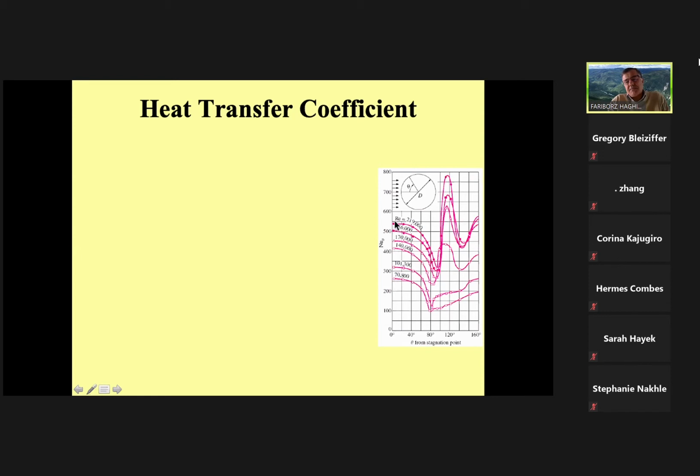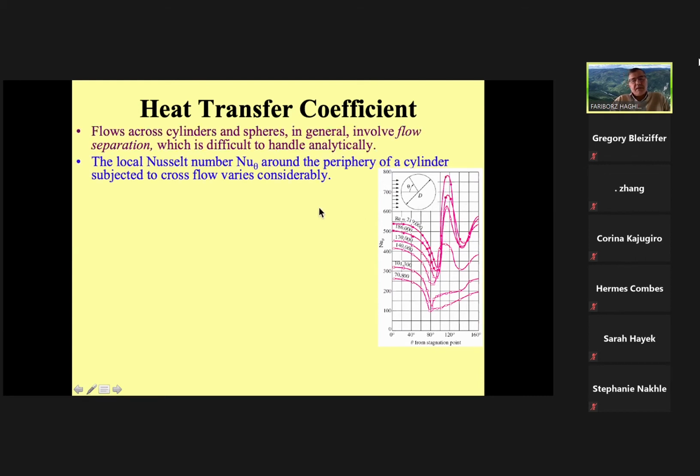As you can see, based on the different Reynolds numbers we have, as the Reynolds number increases, the Nusselt number increases, and also the heat transfer coefficient increases. Now, as we move in this direction, we can see the heat transfer slowly decreases, going to a minimum here at around 80 to 90 degrees. And then it increases again because this jumping phenomenon increases, because turbulence increases.